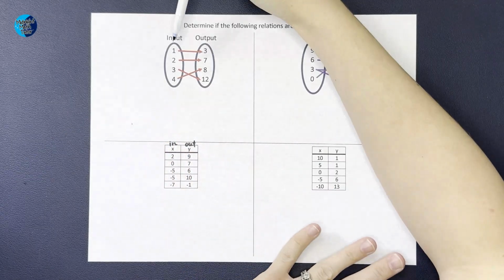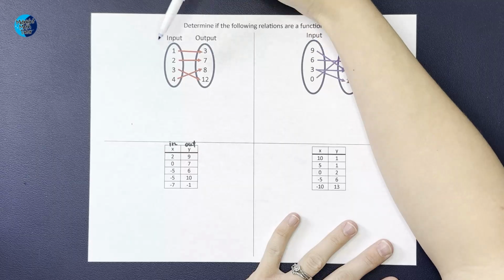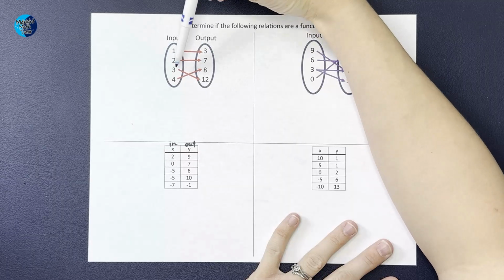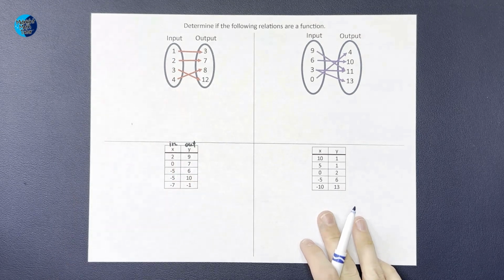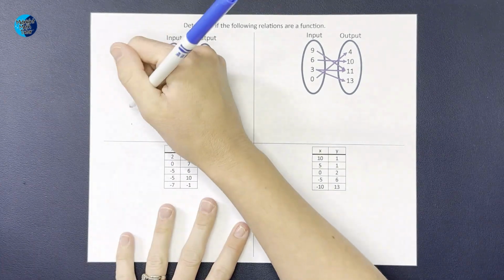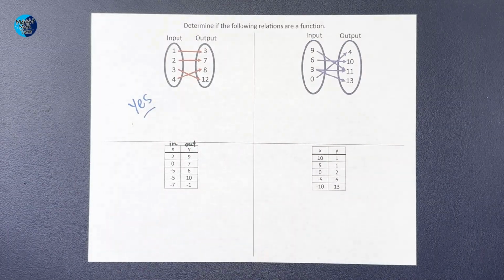So this is just saying my input is 1, I got 3. My input is 2, I got 7. My input is 3, I got 12. Input 4, I got 8. So each of those inputs only had one output. So yes, this one is a function.